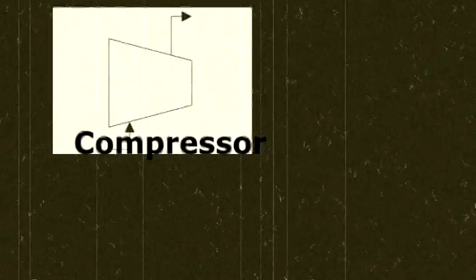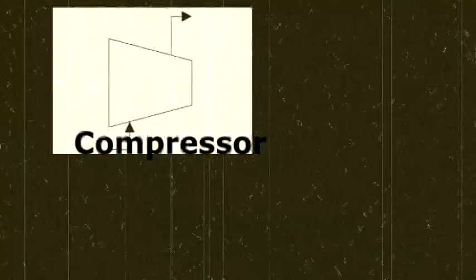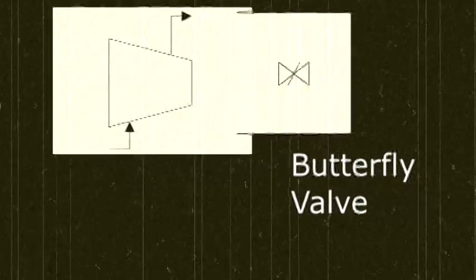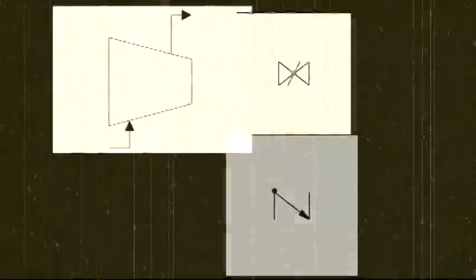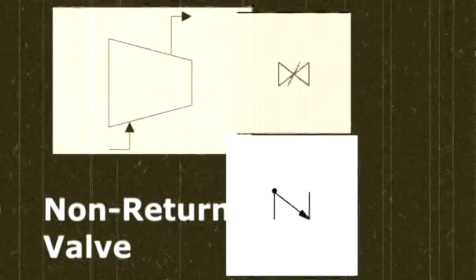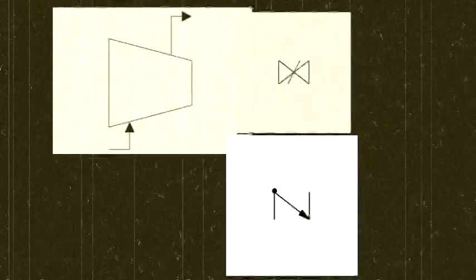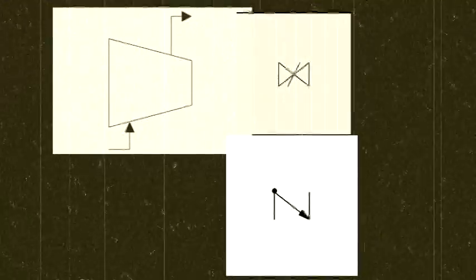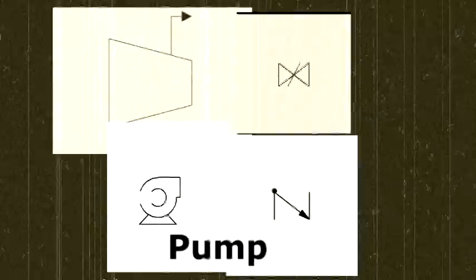The first one here is a compressor, which is used to increase the pressure of a gas. Next to it is a butterfly valve. On the far right is the non-return valve. Valves are used to control the flow of the liquid and to ensure a single direction of liquid flow. And lastly, we have the symbol for a pump, which is used to move the liquid throughout the system.